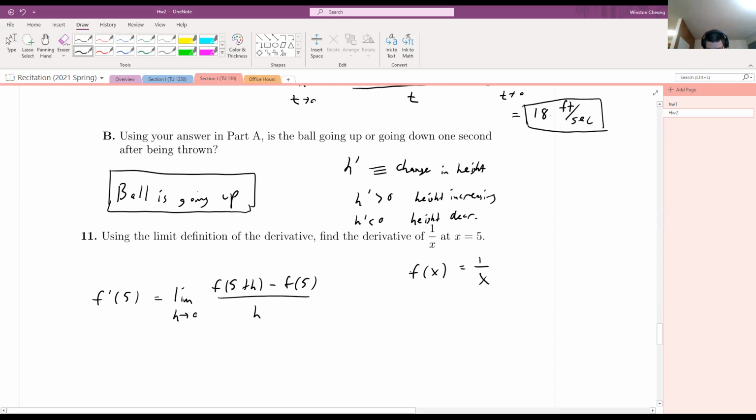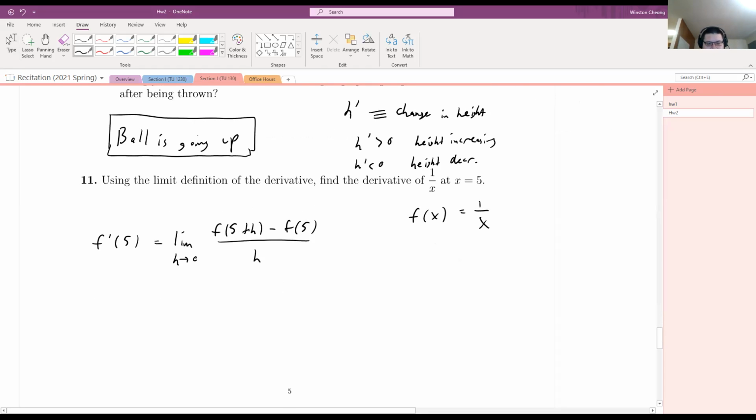Okay. And so next we need to plug in our function. And this is where things get a little different. So our function is 1 over x. It's not a polynomial like the previous two problems. And so what we will get is actually going to be a complex fraction that we will have to simplify. So if I plug 5 plus h in for this, I'll get a 1 over 5 plus h. If I plug 5 in, I'm going to get a 1 over 5. But notice that they're both in the numerator, and we have an h in the denominator. So we actually have a big denominator, big over h right there.